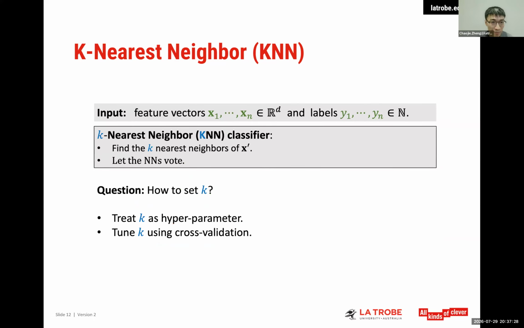And you may ask how to set k. So k is a hyperparameter, just like the p in the polynomial regression task. We can use cross-validation to compare the results and find the k that can provide the best performance.